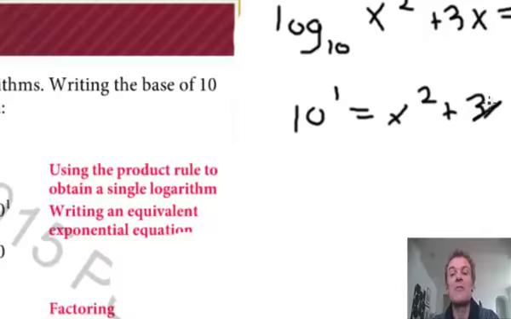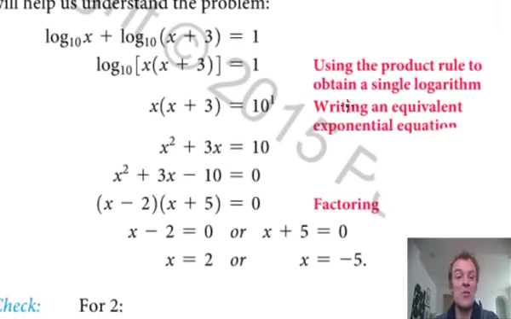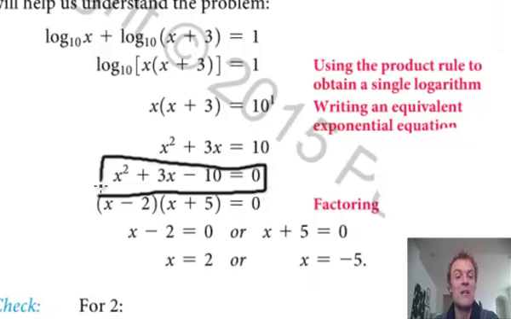Now I'm going to jump over to the left. If I take away 10 from both sides and put it equal to 0, this is what I have. Look at that. There you go. Now, that will factor into x minus 2, x plus 5, so x equals 2, or x equals -5.